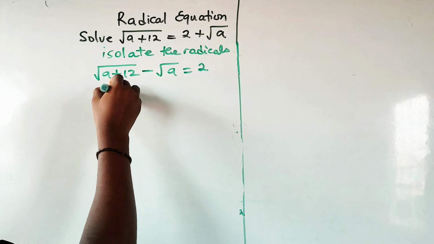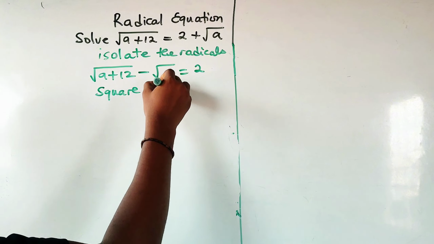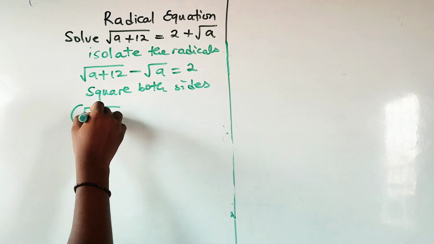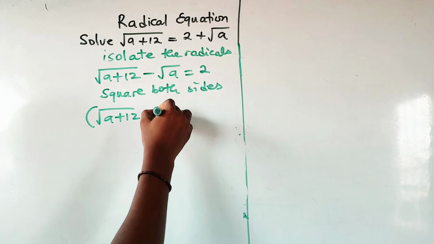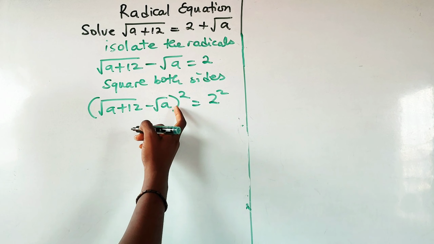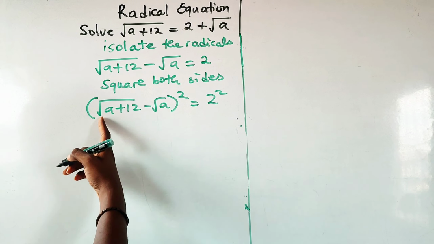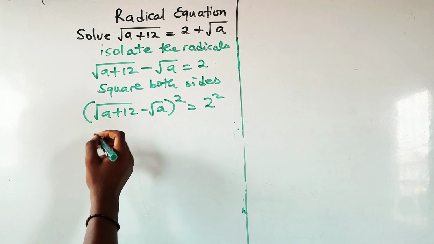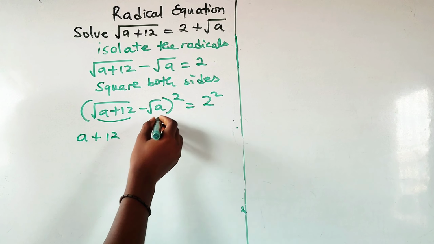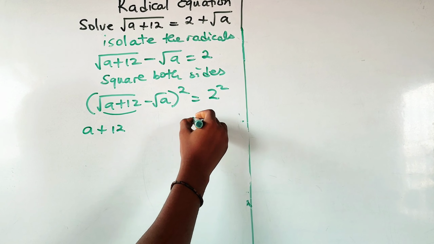Then to get rid of the square root, I'm going to square both sides. What does that look like? It looks like this: a plus 12 minus the square root of a, all squared, equals 2 squared. Now, there's a shorthand way of squaring this. All I need to do is square this. The square of this will be a plus 12. And I also square this. The square of that will be a.